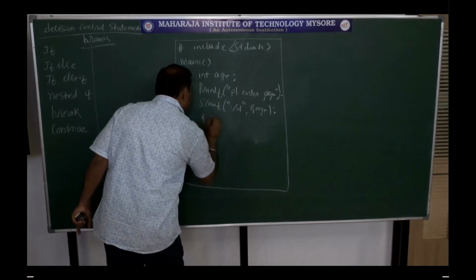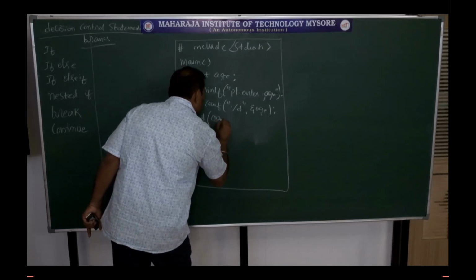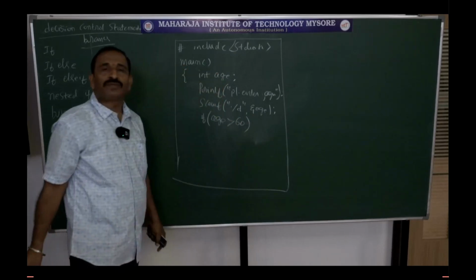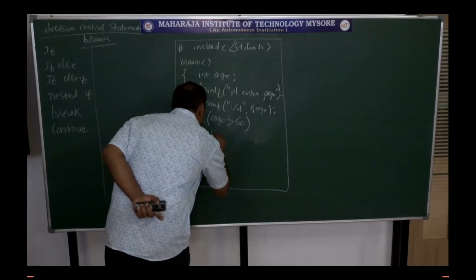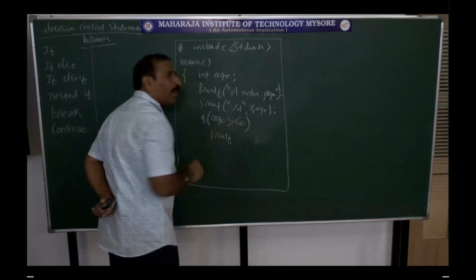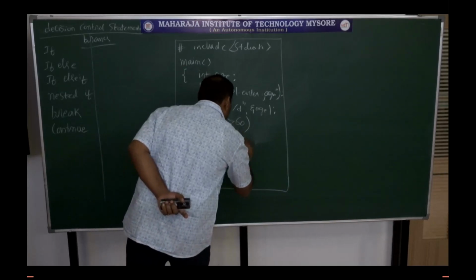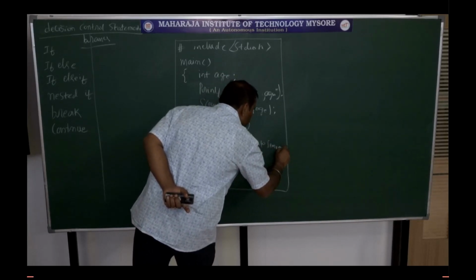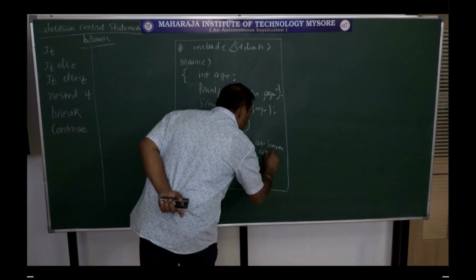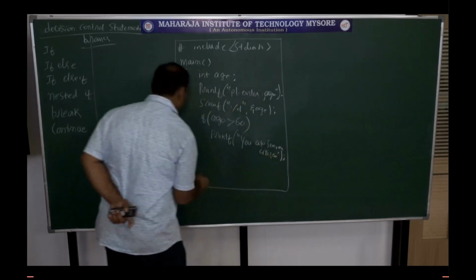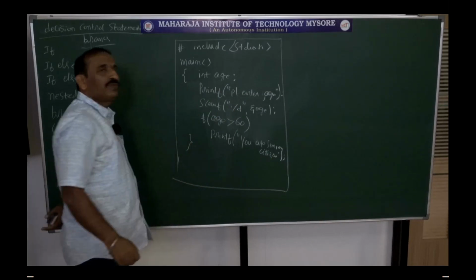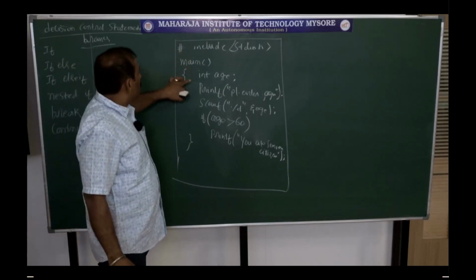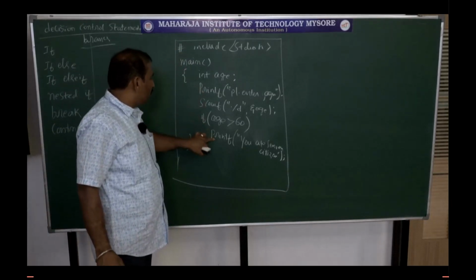Now I am declaring something. If age is greater than 60, printf, you are senior citizen. Then close this. This is the program. 1, 2, 3, 4, 5, 6, 7 lines of code.